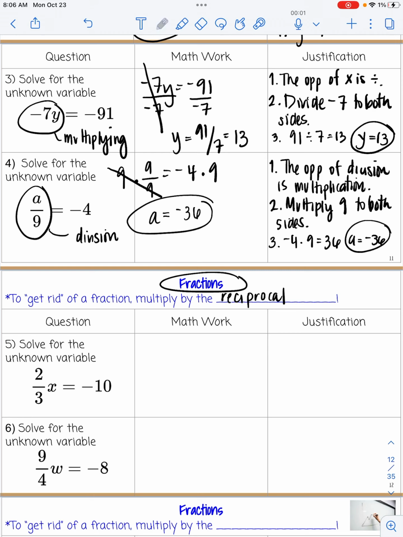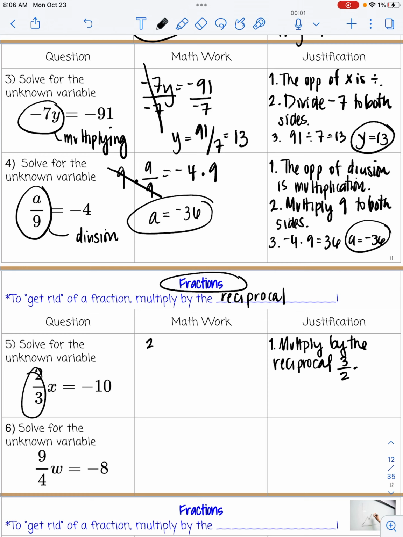So let's start with the first one. I have 2/3 x equals -10. Again, they're multiplying, but because I want to get rid of the fraction, I need to multiply by the reciprocal. That's my first step. Multiply by the reciprocal 3/2. That's the opposite of 2/3.